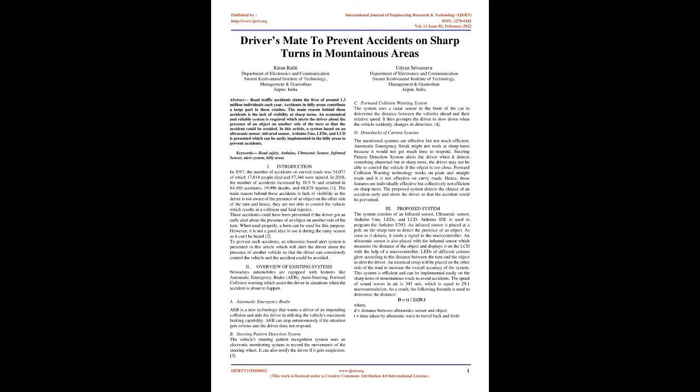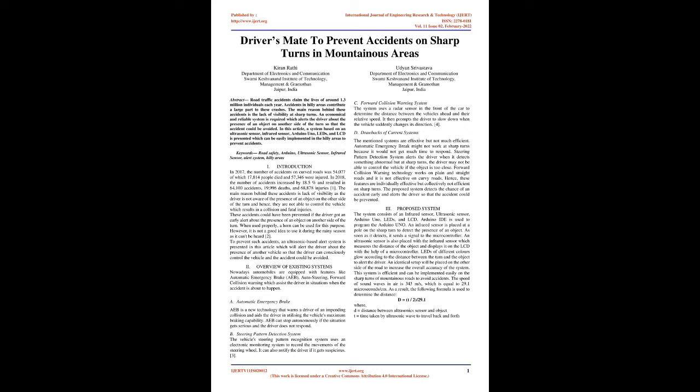To prevent such accidents, an ultrasonic-based alert system is presented in this article which will alert the driver about the presence of another vehicle so that the driver can consciously control the vehicle and the accident could be avoided. Overview of existing systems. Nowadays automobiles are equipped with features like automatic emergency brake (AEB), auto steering, and forward collision warning which assist the driver in situations when the accident is about to happen.